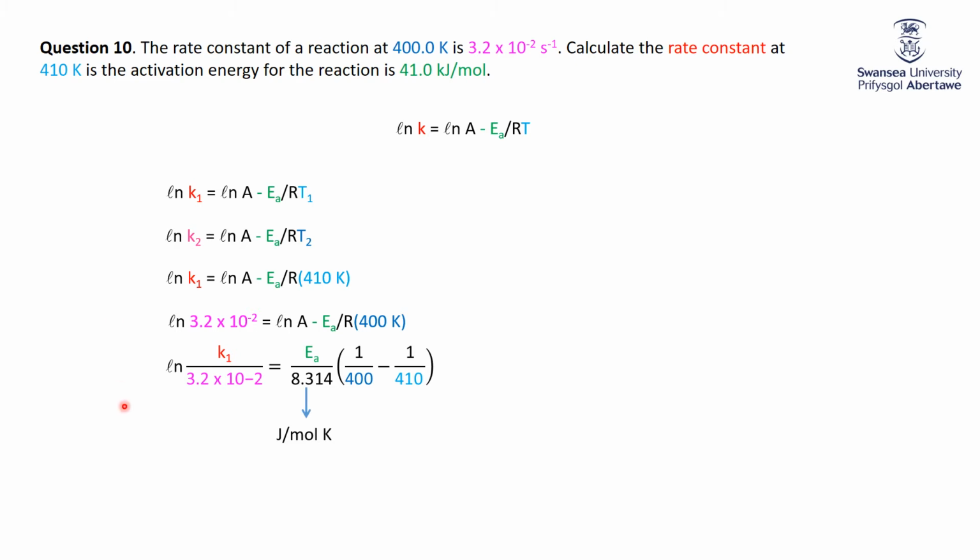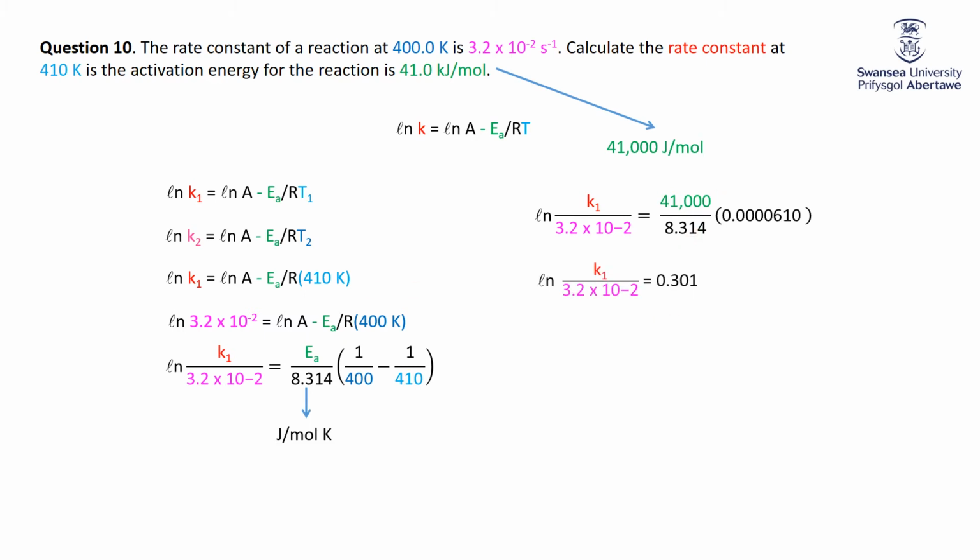Anyway, one thing to worry about is units. I've been lazy by not putting them in here because it takes a while, but R is 8.314 joules per mole per Kelvin, which means activation energy also has to be in joules. I gave it to you as 41 kilojoules, so therefore we need to express it as 41,000 joules per mole. So now throw everything in. 1 over 400 minus 1 over 410 is this nasty looking number, EA 41,000, R 8.314.